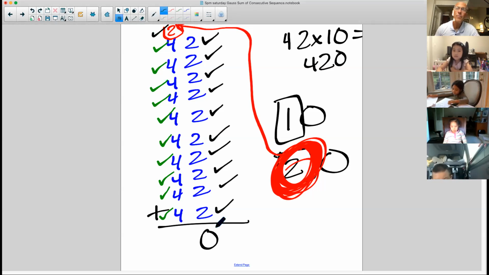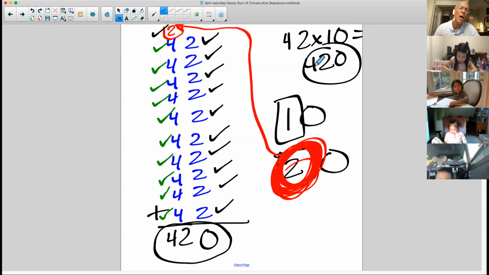And what do we get? What is 40 plus 2? 42. And everybody, we got the same number.